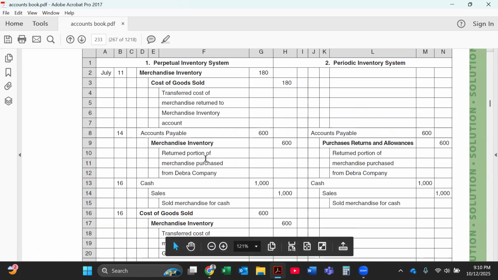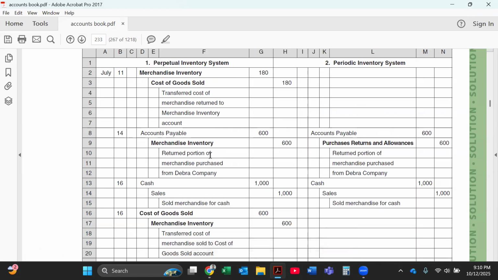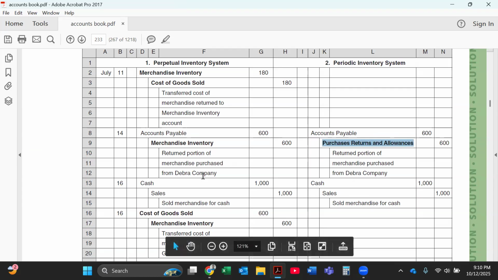When we return a portion of our inventory that we purchased, that means that we don't owe that amount anymore. So we reduce our accounts payable and we reduce our merchandise inventory underneath the perpetual system. Underneath the periodic system, again, we're not using merchandise inventory. Yes, we reduce accounts payable, but we credit our purchases returns and allowances account.